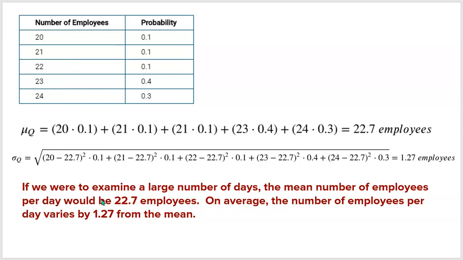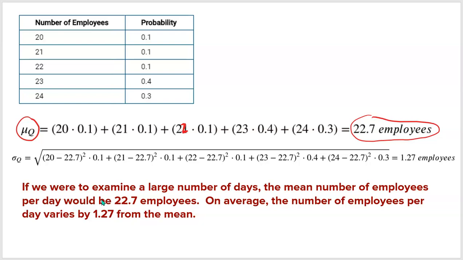But again, the mean of Q is the number of employees. So this is the average number of employees on any given day. So I took 20 times 0.1, 21 times 0.1, 20, this should be a 22. Typo alert, sorry about that. Plus 23 times 0.4, plus 24 times 0.3, and I got 22.7 employees. So in the long run, after many days, I would expect 22.7 employees to be working.